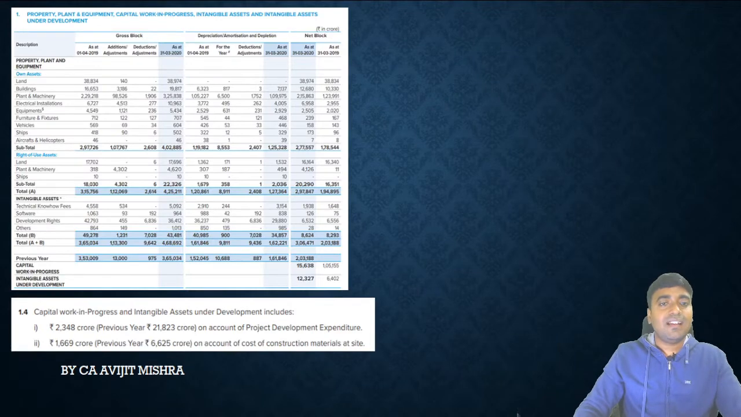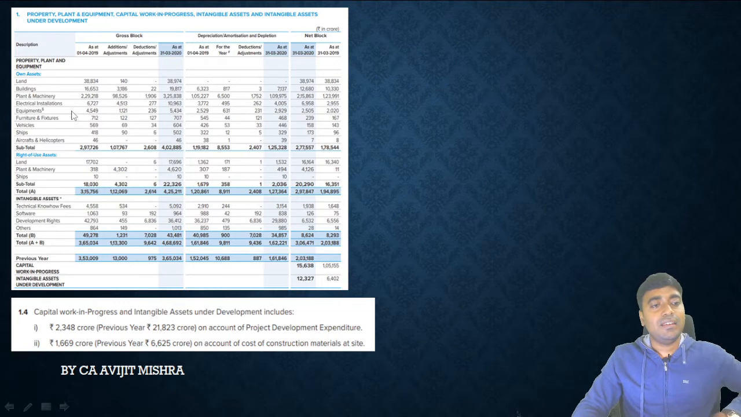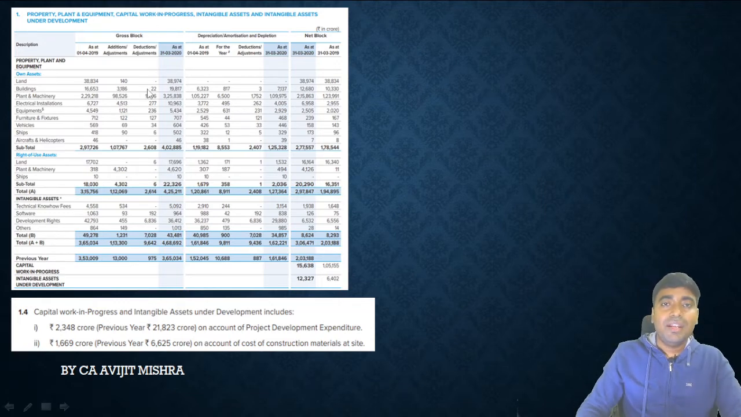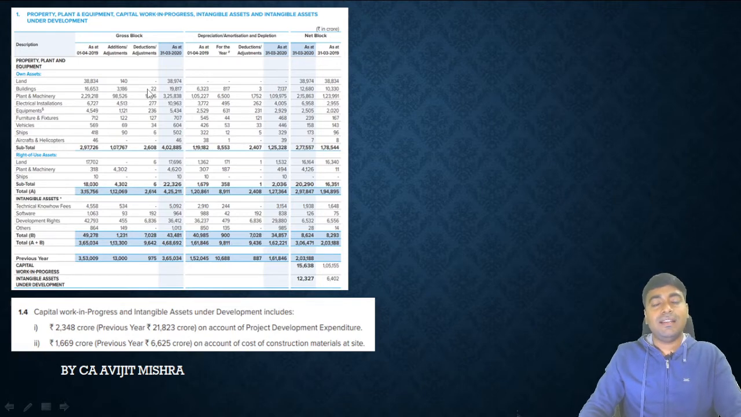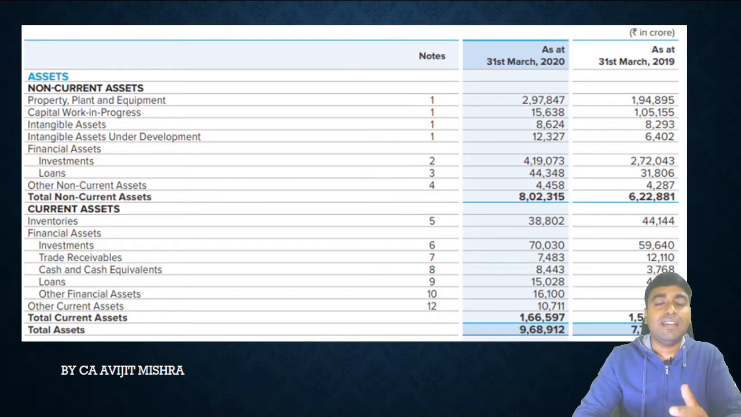This is the asset register of Reliance Industries. Here I have taken the property, plant and equipment. All the things, capital work in progress, everything is coming here. What things come under property, plant and equipment? Land, building, plant and machinery, electrical installation, equipment, furniture, fixture, vehicle, ship, aircraft, everything. Whatever Reliance is holding as an asset, for example vehicle, aircraft, ship, a factory, a building, furniture, everything comes in property, plant and equipment.